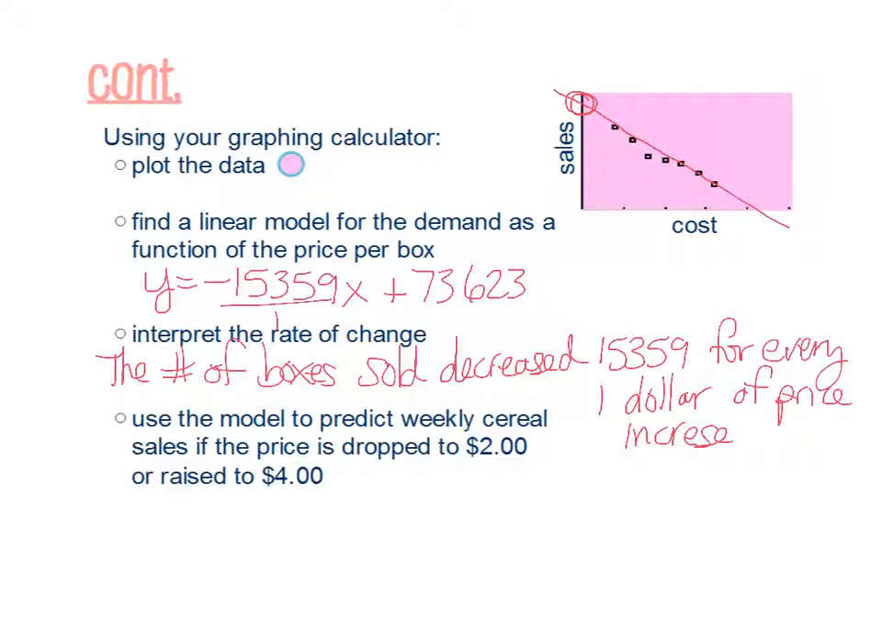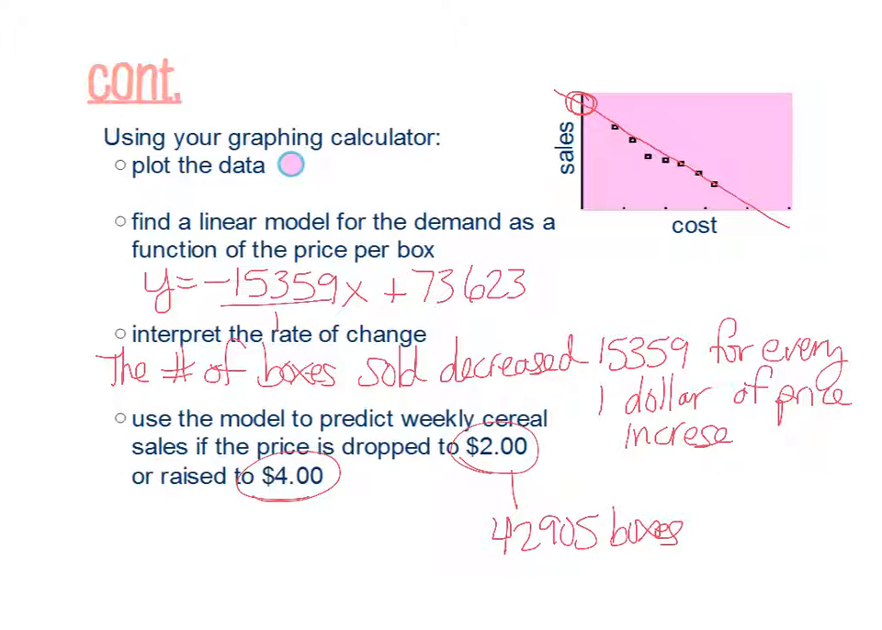I guess I don't have the equation in there, so I'm going to go ahead and just type in then in my calculator negative 15,359, and I'm going to take it times $2 and then add the 73,623, and I end up with, so for $2 I'm getting 42,905 boxes sold.